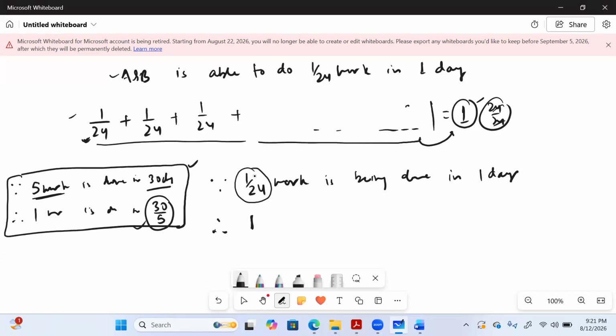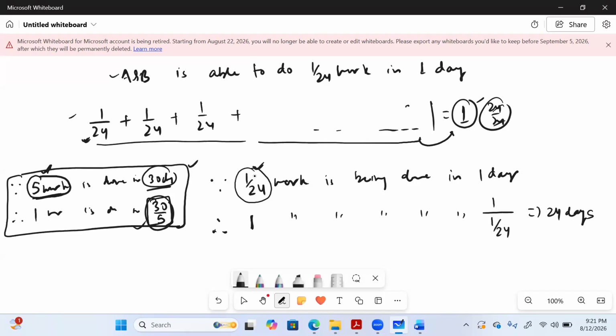And here it was easy to understand because the amount of work that we were doing was more than 1. What I've realized is that students get confused because the work taken as reference is very much less than 1. But the thing you ultimately have to do is the same: like you did 30 divided by 5, here it is 1 divided by 1 by 24. So this will give you 24 days.